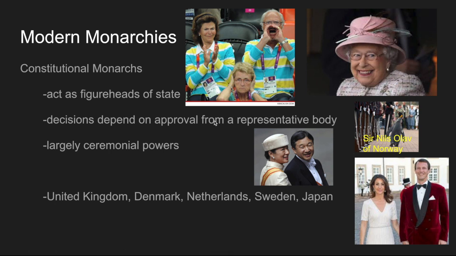If they do make decisions, it depends on approval from a representative body. Usually, 99.9% of the time, a modern monarchy is going to have what we'll see in a little bit, but essentially they're going to have a parliament, which means they will have a body of elected individuals that will make a decision, and then the monarch is there to rubber stamp those decisions.